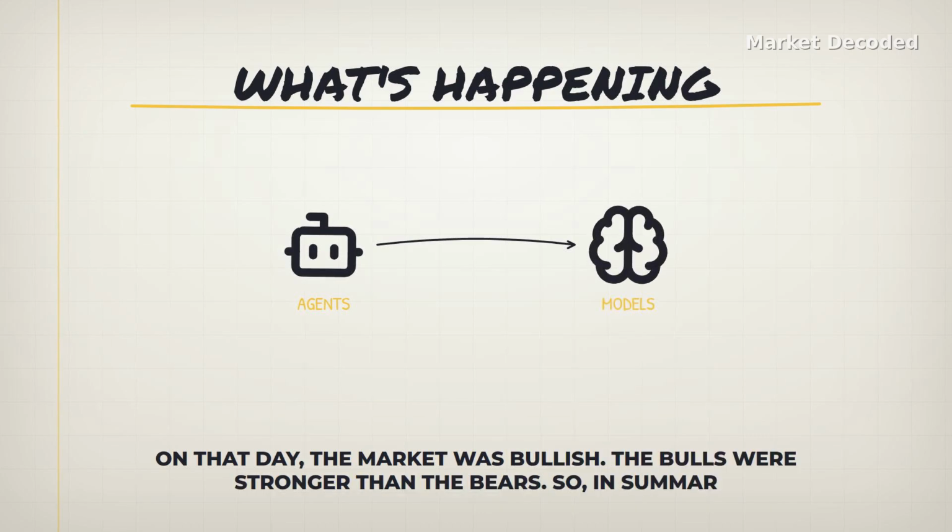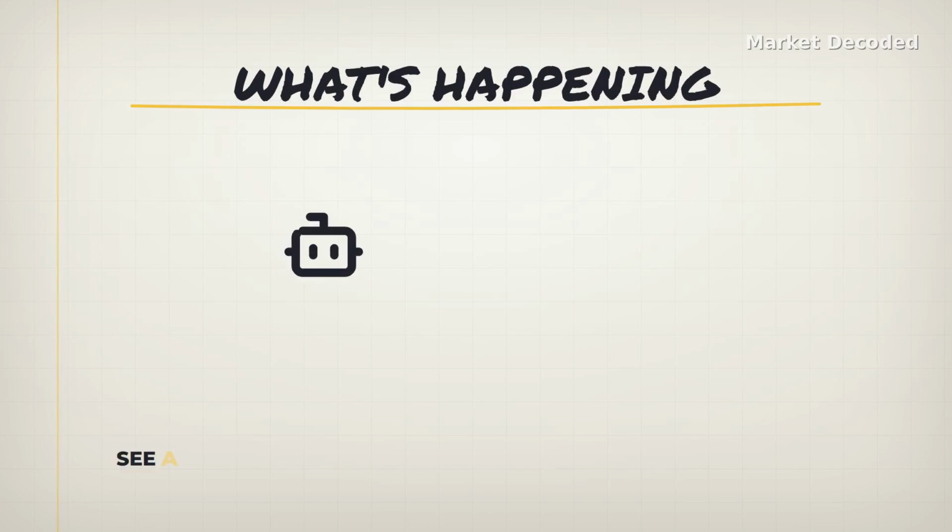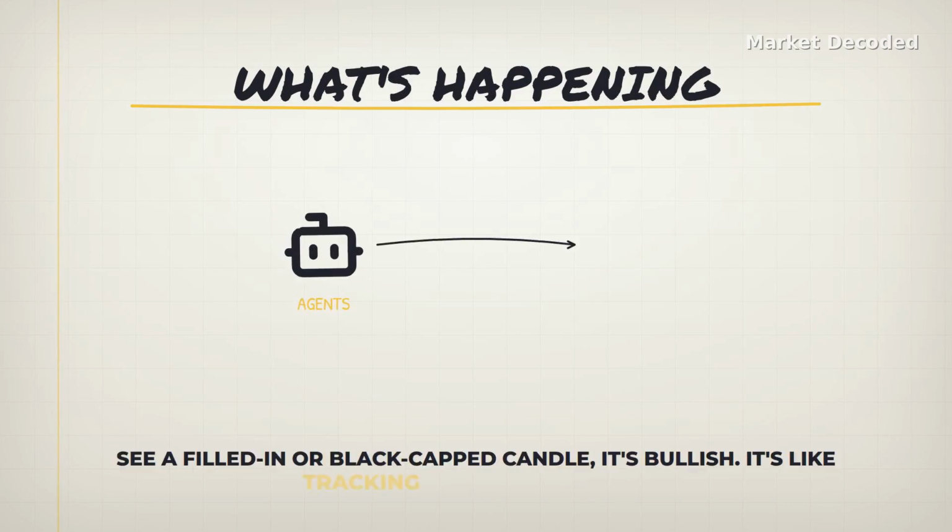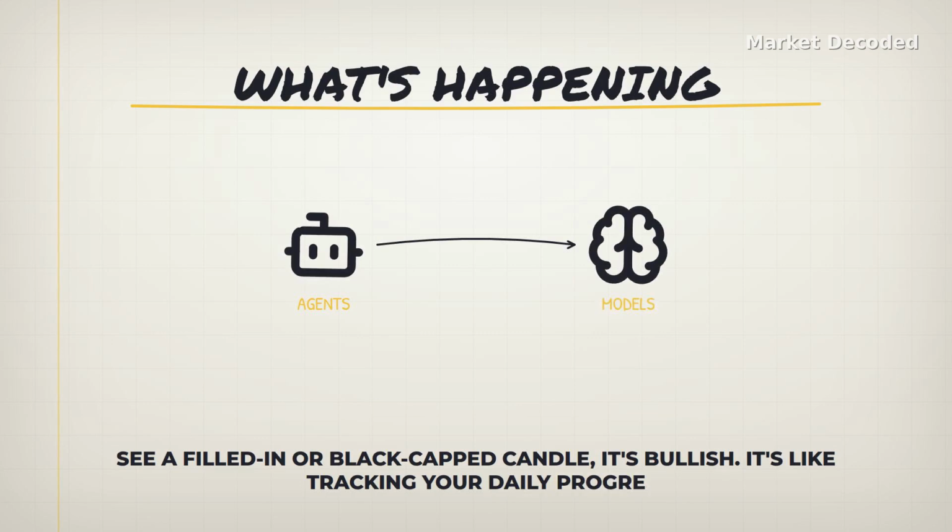So, in summary, if you see a hollow candle, it's bearish. And if you see a filled-in or black-capped candle, it's bullish. It's like tracking your daily progress. Up is good, down is not so good. And here's the neat part.